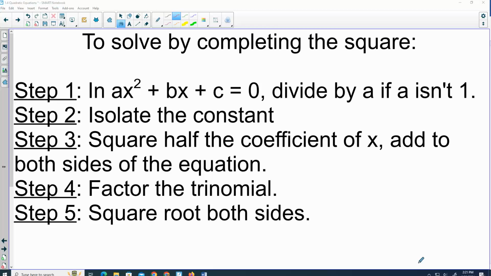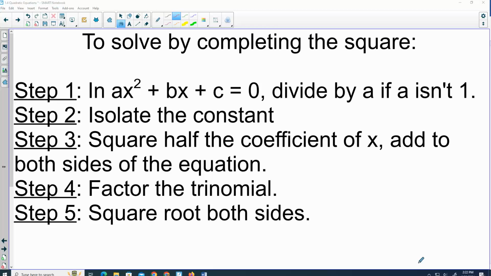When things don't factor nicely, what else can we do? Quadratic formula, and we'll go over that in a second. But we can't just skip completing the square, because when we get into graphing and transformations, we will have to use this strategy. So I'm going to go ahead and show it to you now, so that when I bring it up again later, we've seen it before.